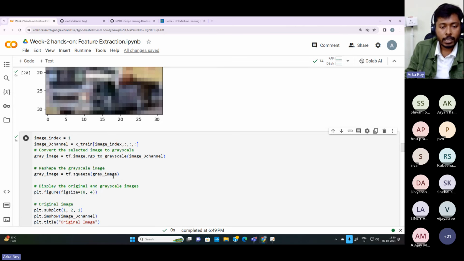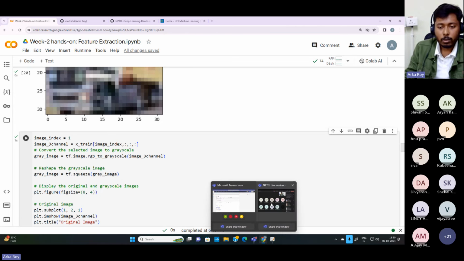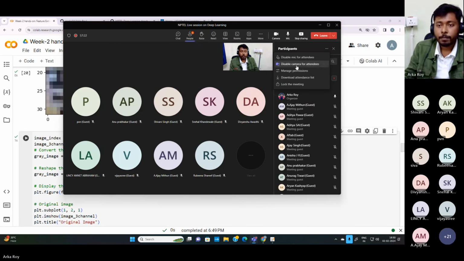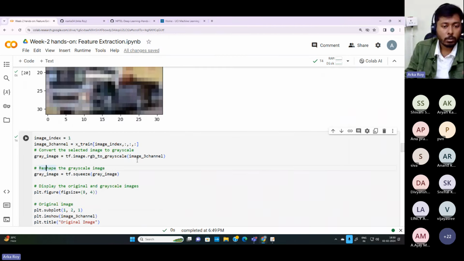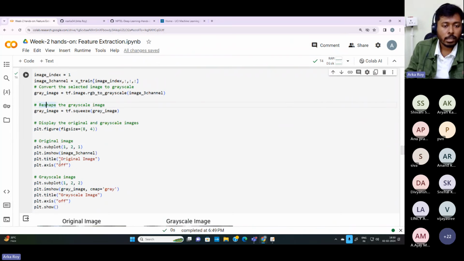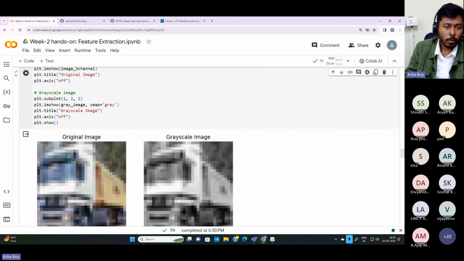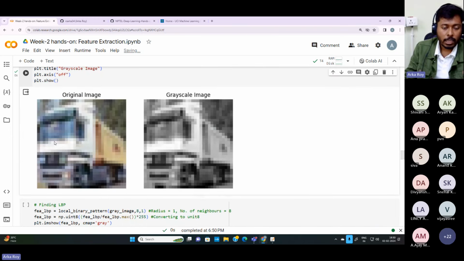So for that, I have used the TF image RGB to grayscale. That means I'm converting the RGB image to grayscale, and then I'm plotting the grayscale image and the original image. So over here, this is the original image that is an RGB one, and this is the grayscale converted image.